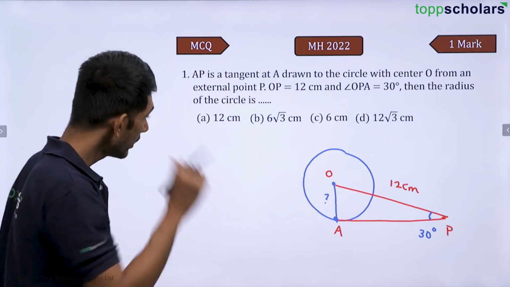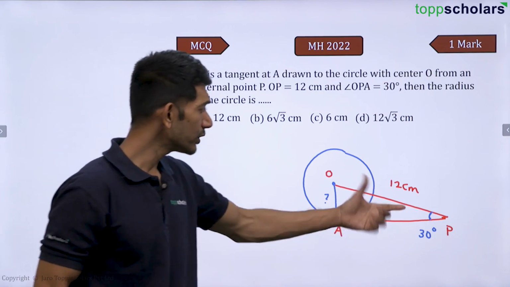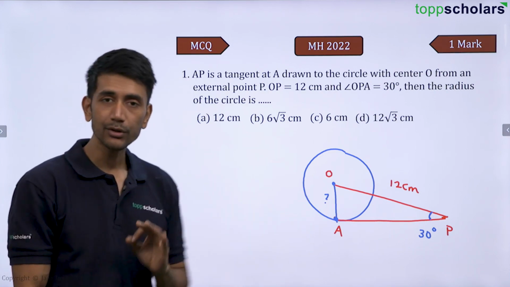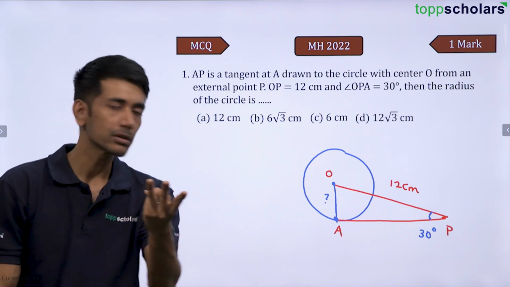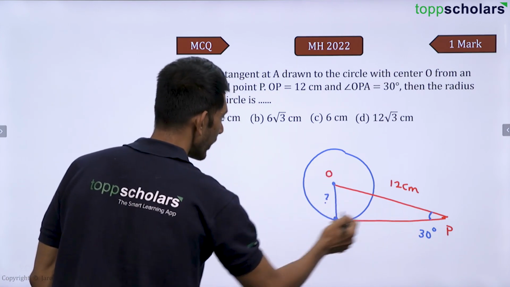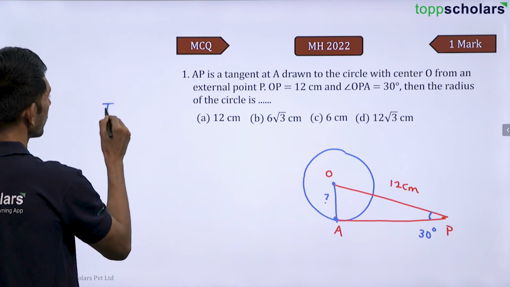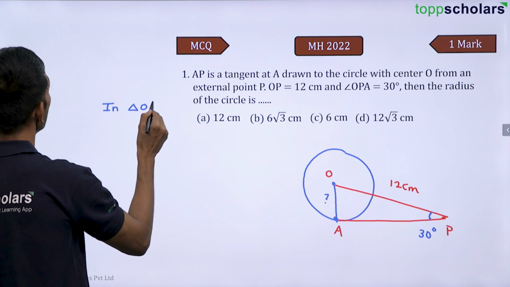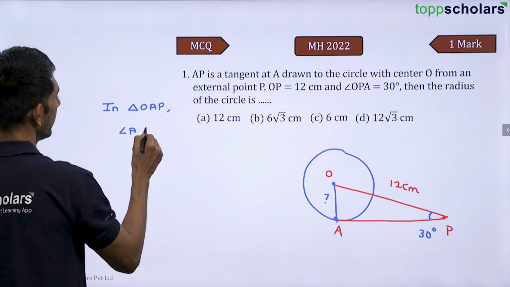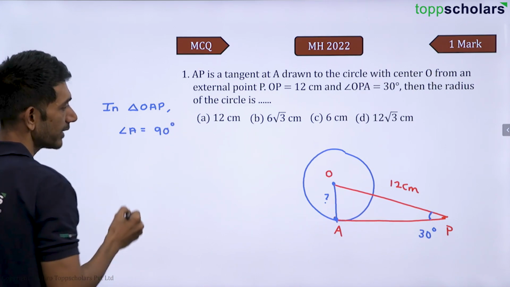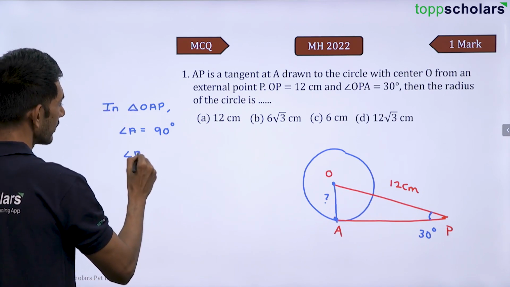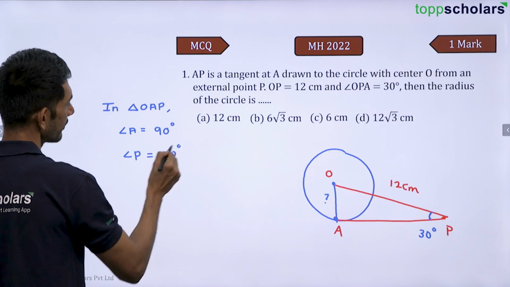Now see, it is very simple. Firstly, we know only one value, that is OP. So definitely we cannot apply Pythagoras theorem here. See, Pythagoras theorem you can apply when you know two values and you find out the third value. But here we need to apply trigonometry, right? So can I say in triangle OAP, angle A is already 90 degrees, correct? So this is a right angle triangle, right? And now angle P is 30 degrees.